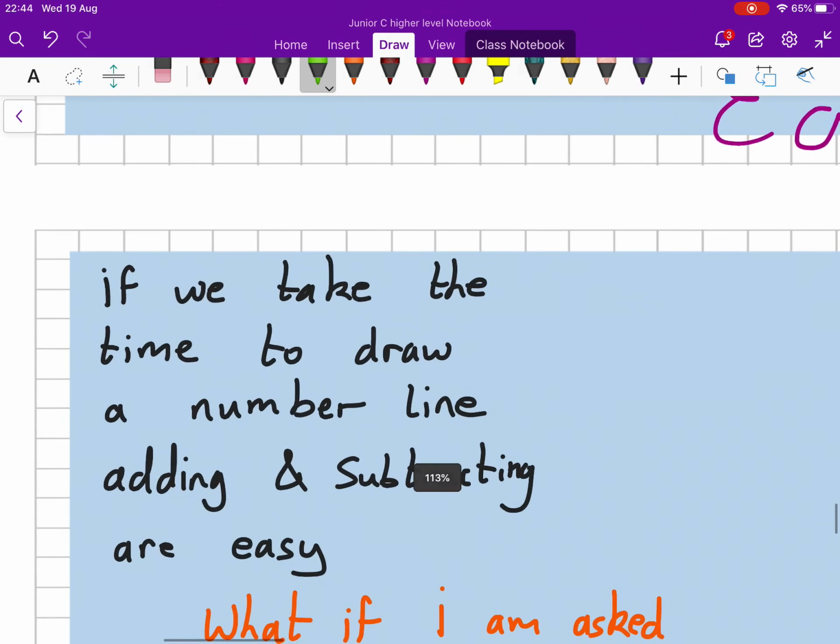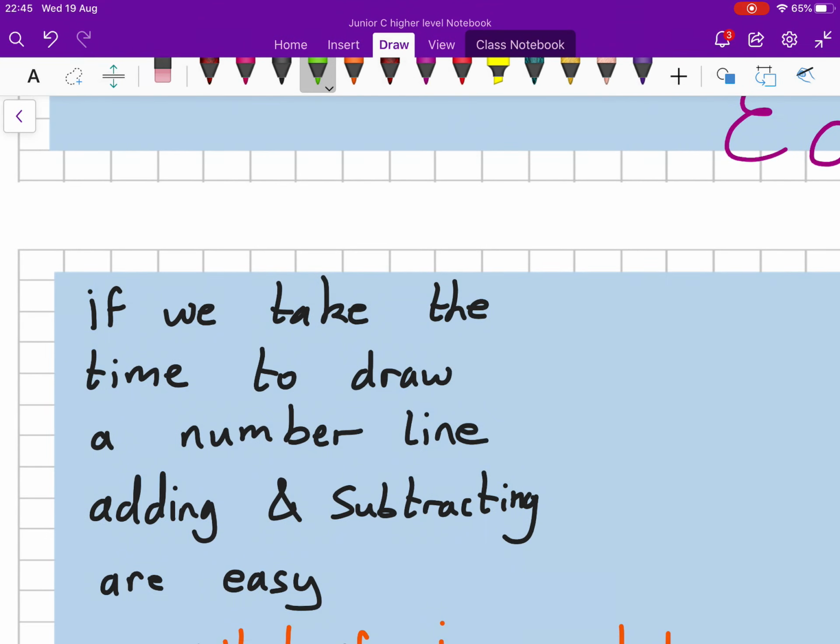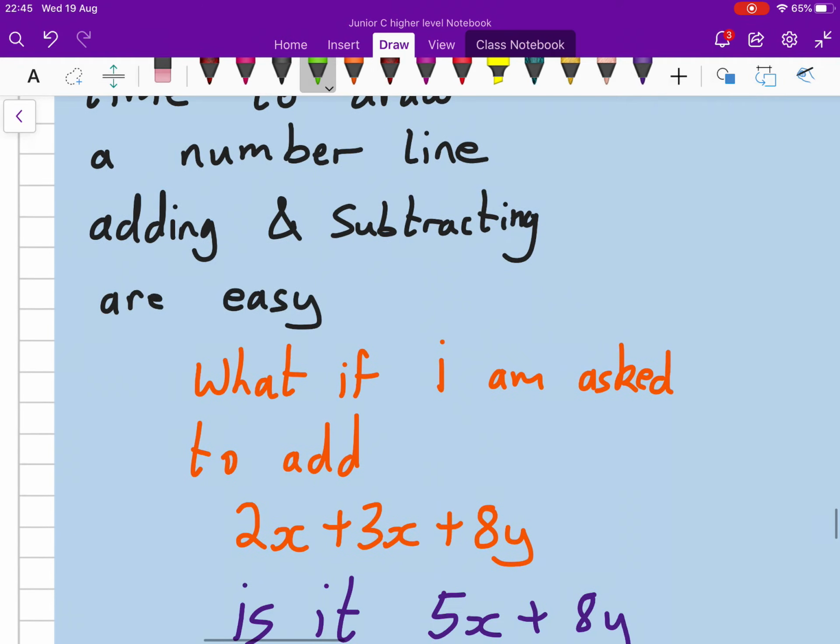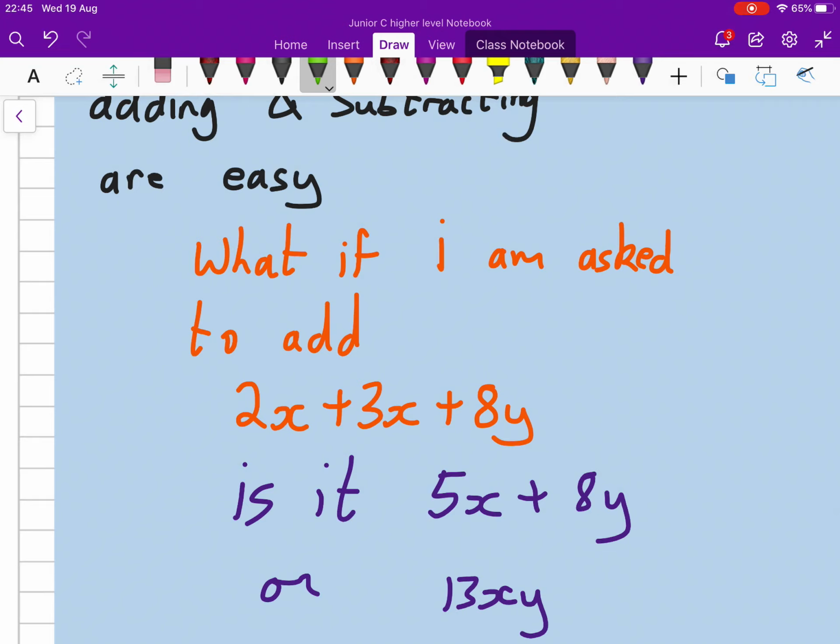So what have we learned? If we take the time to draw a number line, adding and subtracting is easy, I suppose. Not that easy. What if I am asked to add something like 2x plus 3x plus 8y? That looks a bit more complicated. We've got two variables. All of our problems beforehand, I'd only got one variable. I've got an x here. I have a second x over here. So they're the same type of variable, but then we have a y. That's changing things quite a bit. So how do we do it?